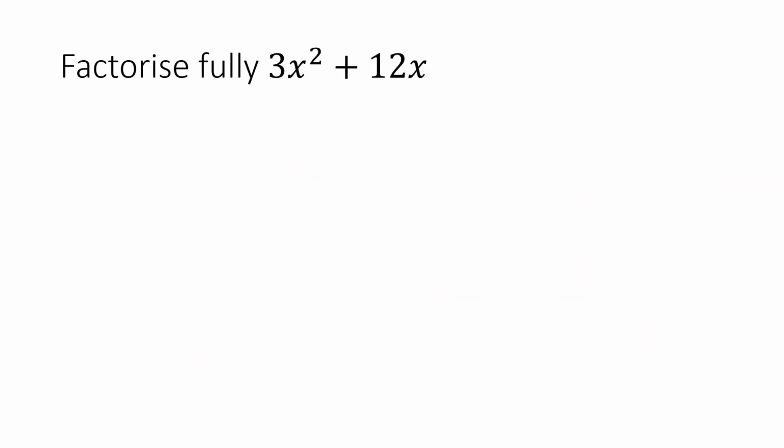And likewise, it works with letters. What is the highest common factor of 3x squared plus 12x? Okay. Well, we know that both of these have x terms. So, okay, 3x squared plus 12x is equal to x times something. So let's divide both sides by x.